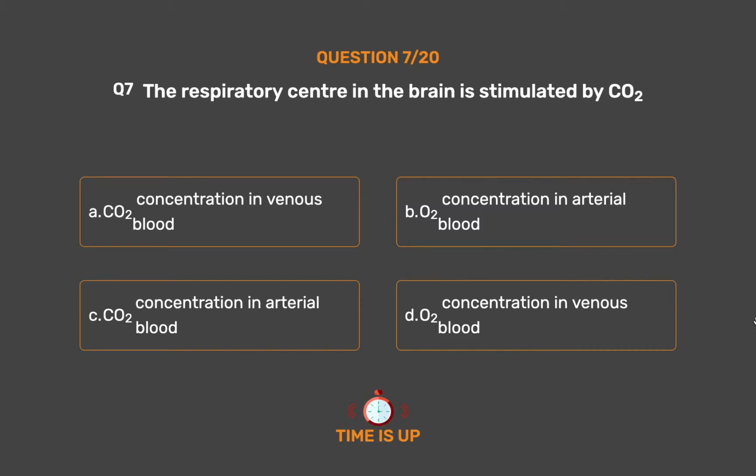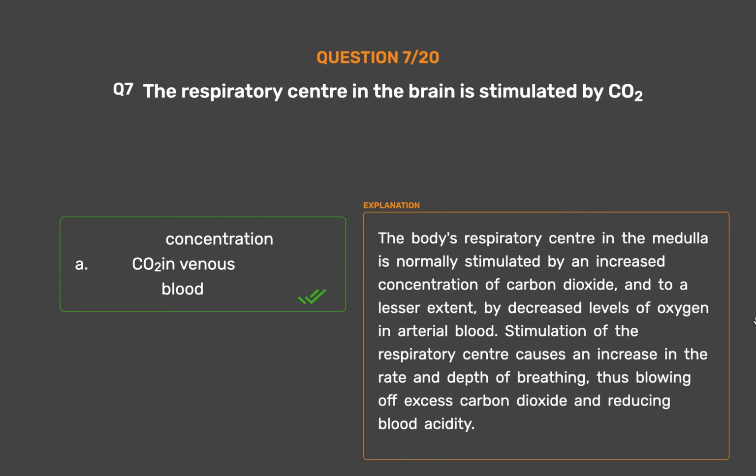The correct answer is option A. CO2 concentration in venous blood. The body's respiratory center in the medulla is normally stimulated by an increased concentration of carbon dioxide, and to a lesser extent, by decreased levels of oxygen in arterial blood. Stimulation of the respiratory center causes an increase in the rate and depth of breathing, thus blowing off excess carbon dioxide and reducing blood acidity.